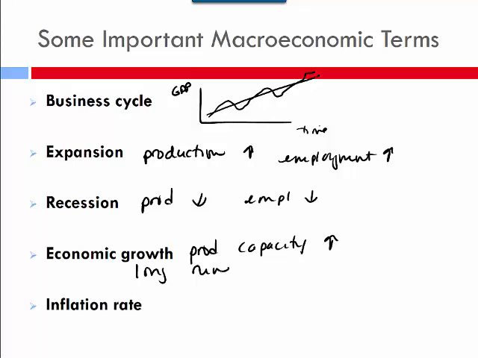Another thing we talk about is the inflation rate. This is the percentage change in prices over time. And what we see is we'll get a little conflict. During a period of expansion, production's going up, employment's going up, but that's also going to drive up prices. So then we have high inflation. When we have a period of a recession, inflation will go down, but unemployment also goes down.